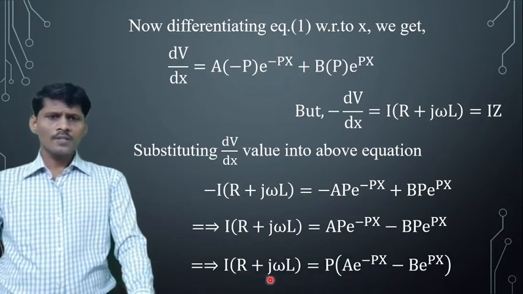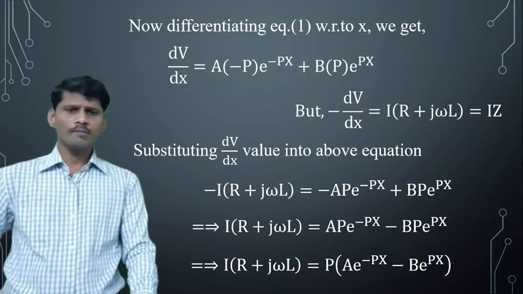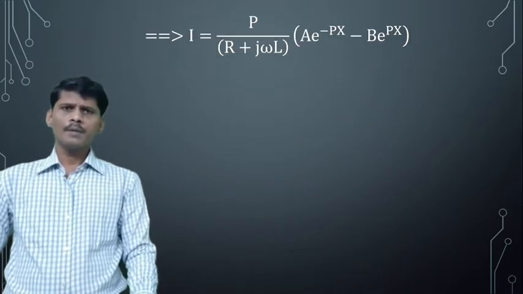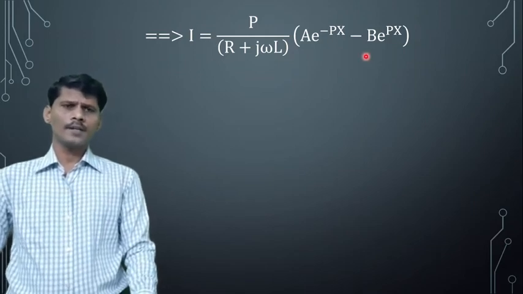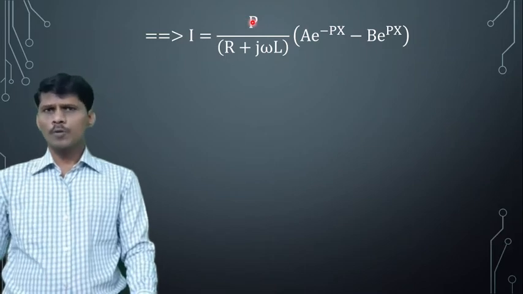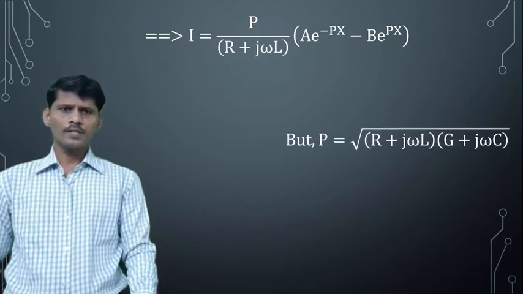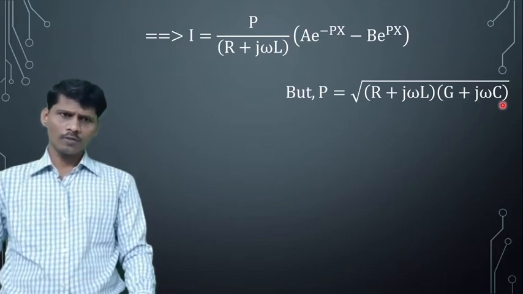r plus j omega L goes to the RHS. We have P divided by r plus j omega L. Therefore, current I is equal to P by r plus j omega L into A e power minus Px plus B e power Px, where P is the propagation constant. So what is the value of the propagation constant? P is equal to square root of r plus j omega L into G plus j omega C.